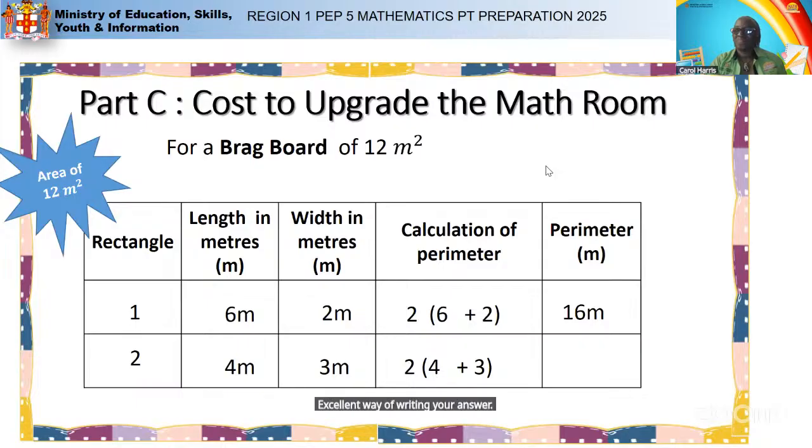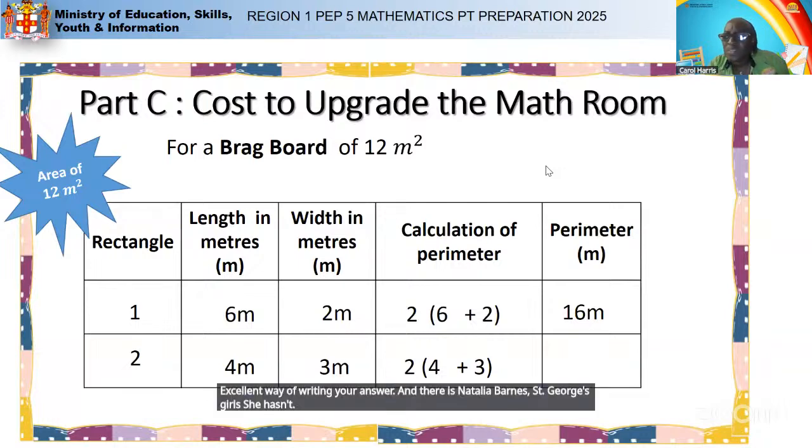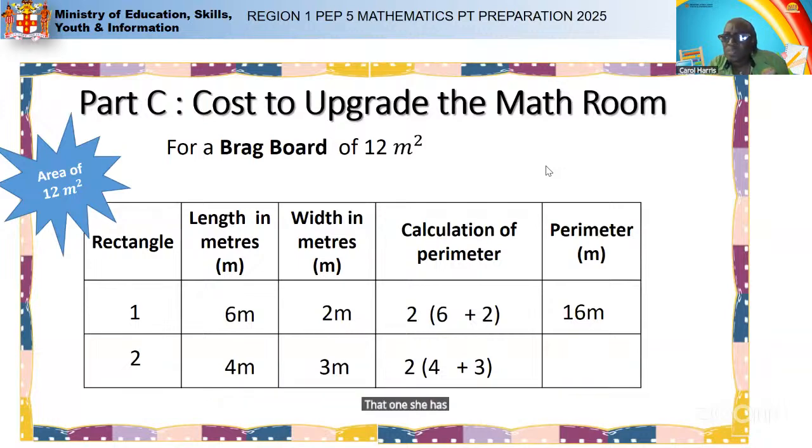And there's Natalia Barnes, St. George's Girls. Let's look at that one. She has 2 open bracket, 4 plus 4 close bracket, and 2 open bracket, 3 plus 3. Okay, I would love to hear some more about that one. The answer was not written to complete it, is it saying 2 times 8 minus 2 times 6? Could you retype that for me?